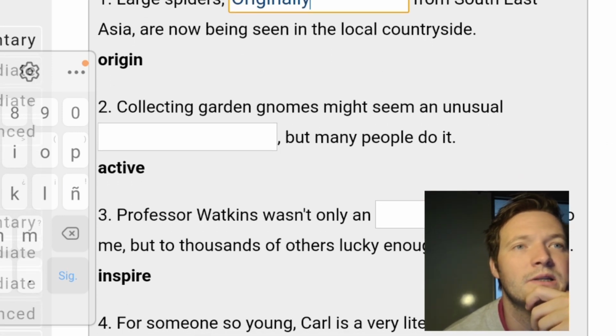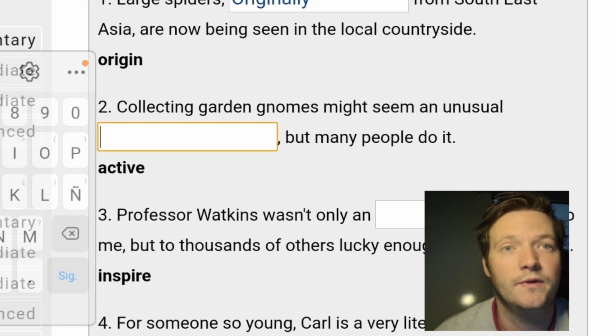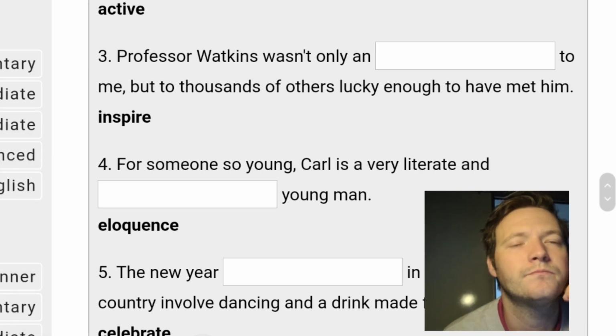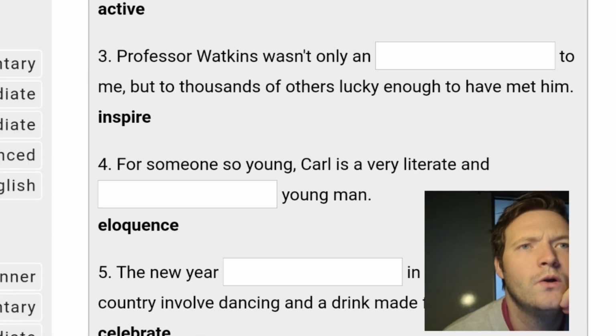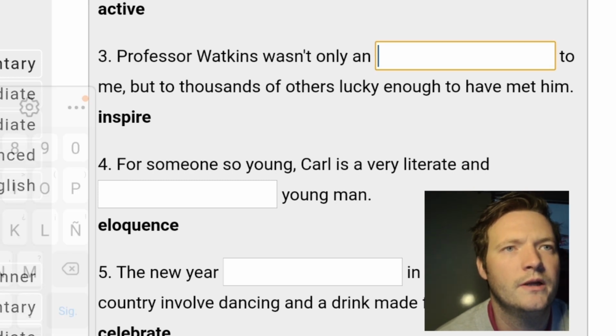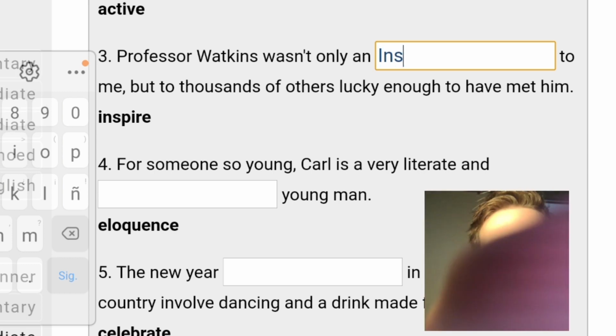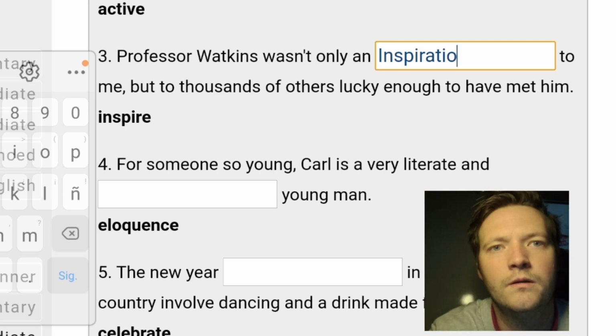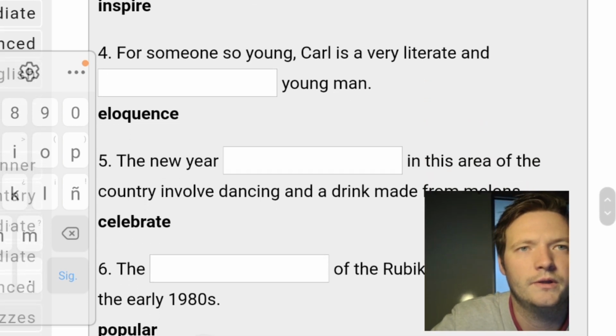Okay. Collecting garden gnomes might seem an unusual activity, but many people do it. And that one's fairly easy. It's an unusual activity, an unusual hobby. Professor Watkins wasn't only an inspiration to me, but to thousands of others lucky enough to have met him. Again, not only an inspiration. Again, no problems, I don't think, there.